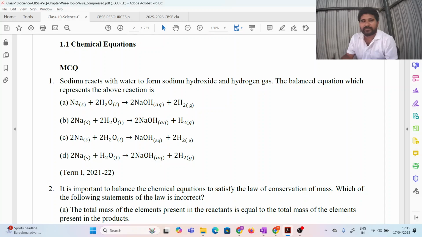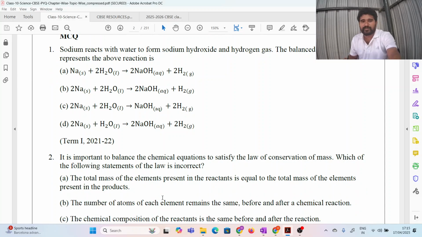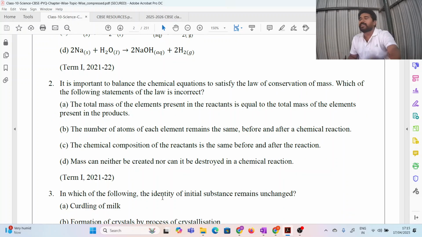Let's see the next one. See the second question. It is important to balance chemical equations to satisfy the law of conservation of mass. Which of the following statements of the law is incorrect? Not correct is asked. Incorrect. Wrong. Identify the wrong statement. Okay. Many people said, let me check that.